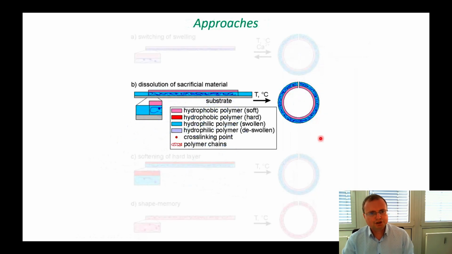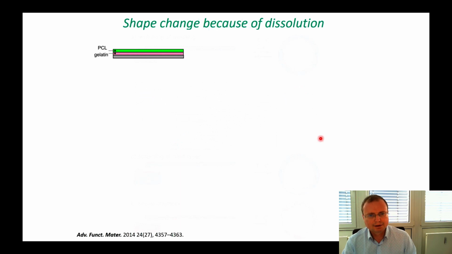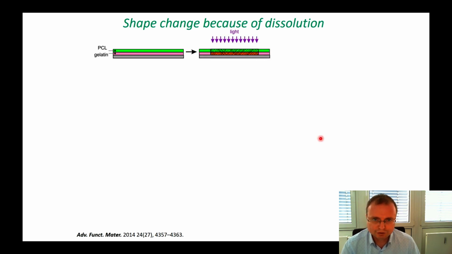The second approach is based on the dissolution of sacrificial material. The idea is illustrated here. We fabricate a bilayer which consists of two biocompatible, biodegradable polymers, gelatin and polycaprolactone. Both of them are cross-linkable by UV light. So practically we shine UV light through the mask, and the polymers cross-link in this area. In this area they remain uncross-linked.